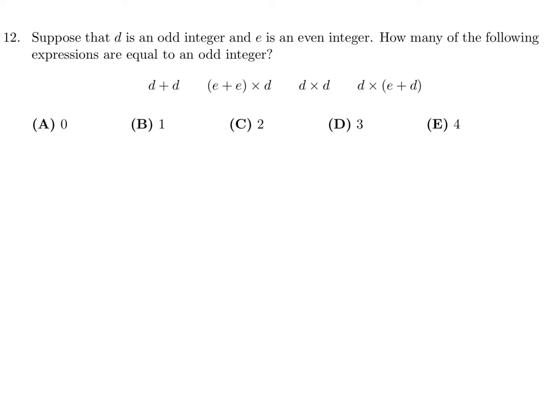Suppose that D is an odd integer and E is an even integer. How many of the following expressions are equal to an odd integer? Okay, so what I like to do is I just sort of use a number. So I'm going to let D equal 5 and E equal 4. And then let's go through these. So this will be 10, this will be 40, this will be 25, and this will be 45. So they're saying, how many are odd? Well, this one's odd and this one's odd. So two of those are odd, therefore C is the answer.